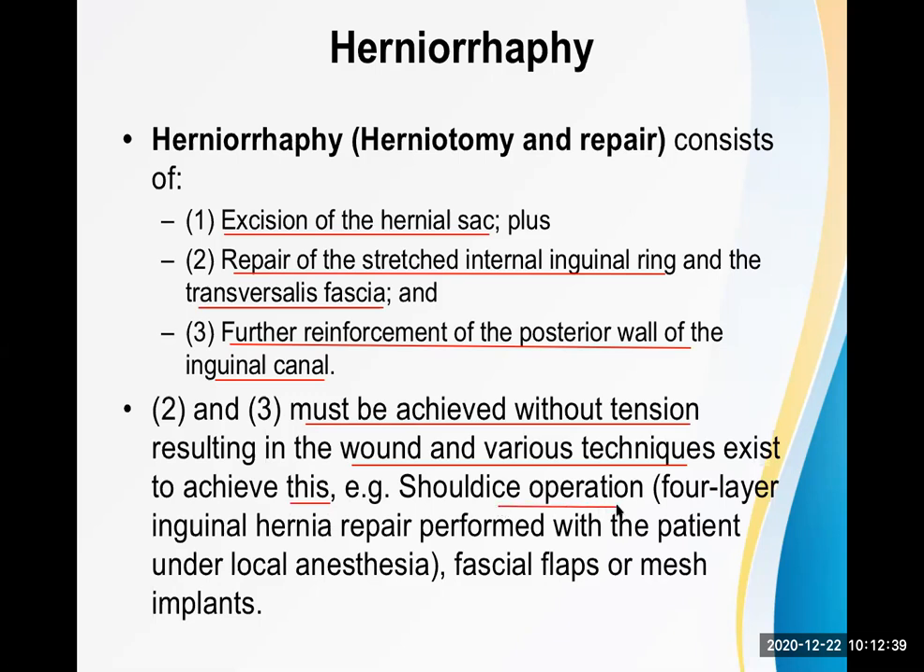One is called the Shouldice repair, that is a 4-layer inguinal hernia repair, which is performed with the patient under local anesthesia. You can also apply some fascial flaps or even implant a mesh. This is an artificial substance there to just make that area stronger. So many different surgeons like to do mesh repair also. You don't need to know this much detail, just know the surgical principle, because you are an undergraduate student. So what is the surgical principle there? Make that area stronger so that future recurrence of the hernia will not occur.